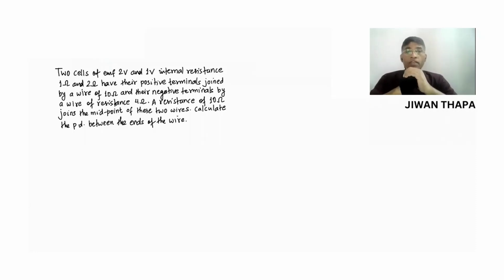Two cells of EMF 2 volt and 1 volt, internal resistance 1 ohm and 2 ohm, have their positive terminals joined by a wire of 10 ohm and their negative terminals by a wire of resistance 4 ohm. A resistance of 10 ohm joins the midpoint of these two wires. Calculate the PD between the ends of the wire.